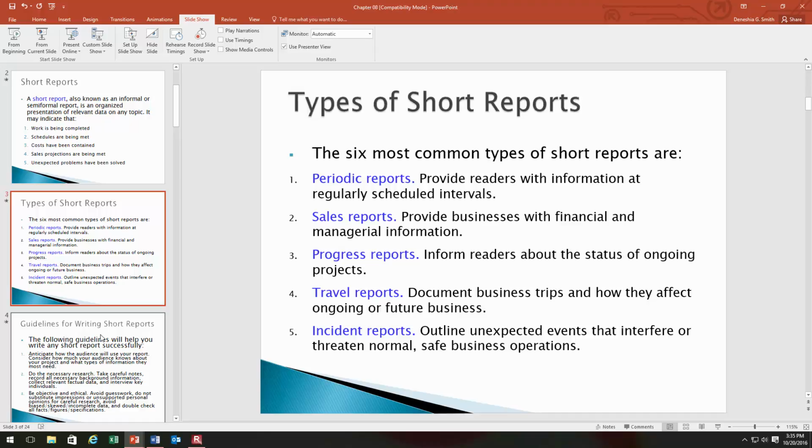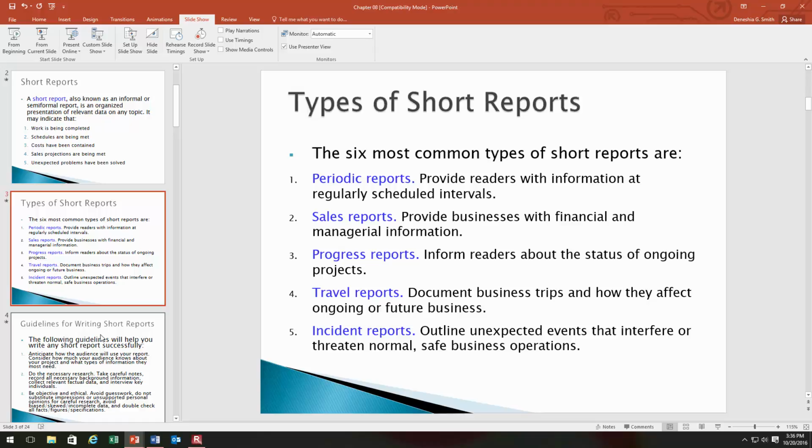Incident reports are very common in fields like criminal justice and various forms of the medical field, but they're also common in other types of industries as well. An incident report outlines unexpected events that interfere or threaten normal, safe business operations. Usually an incident report comes on the heels of something that has happened that has been unexpected or dangerous, or something that needs to be very carefully documented.